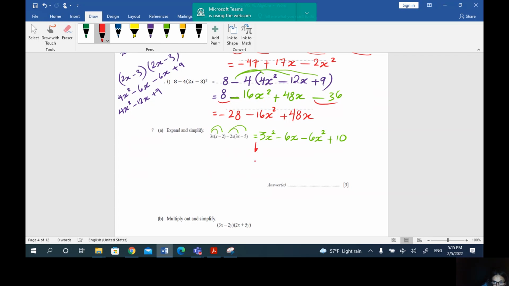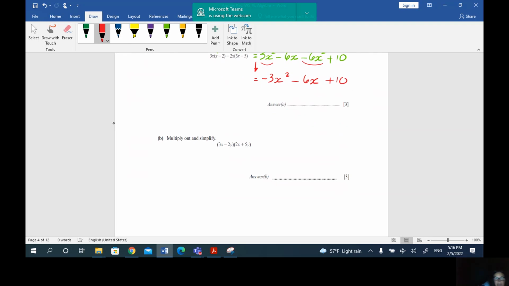Let's collect like terms. Equal underneath the equal. 3x squared is a like term to negative 6x squared. So 3 minus 6 is minus 3x squared. There is no like term to negative 6x, so it will come down as is. There is no like term to plus 10, so it will come down as is. And we're done here.